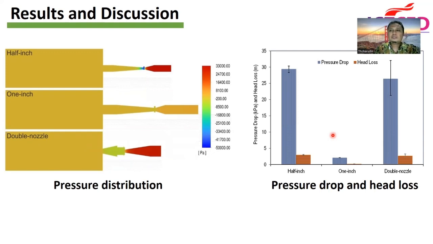A particular observation we can make is for the double nozzle Venturi bubble generator. We have a very large deviation here, specifically for the pressure drop. It indicates that the flow in the double nozzle Venturi bubble generator is not so good, so fluctuation of the flow occurs. The pressure drop occurs and the flow also fluctuates greatly.